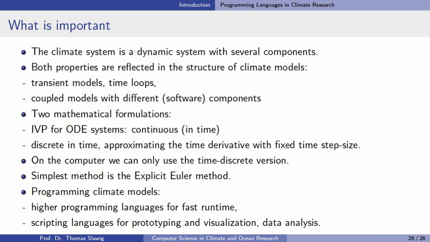Yeah, and this is the end of the first lecture. What do I think is important? The climate system is a dynamic system with several components, and both properties can be seen in the structure of climate models. They are transient models, there will be a time loop inside. And they're coupled models with different components and also software components. An exception would be the energy balance model, which is very simplified.